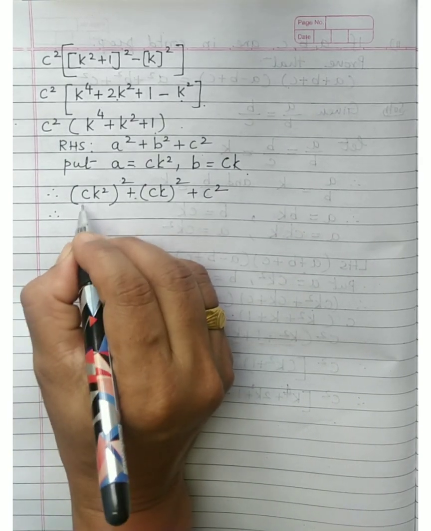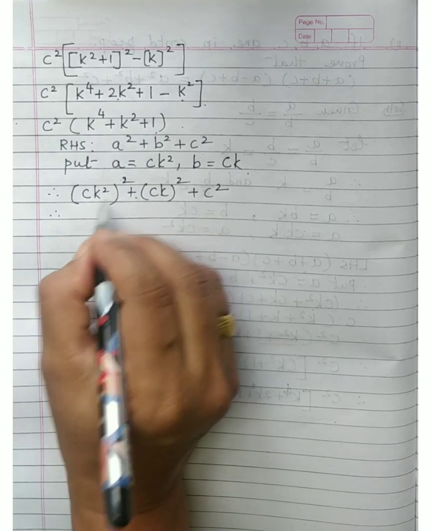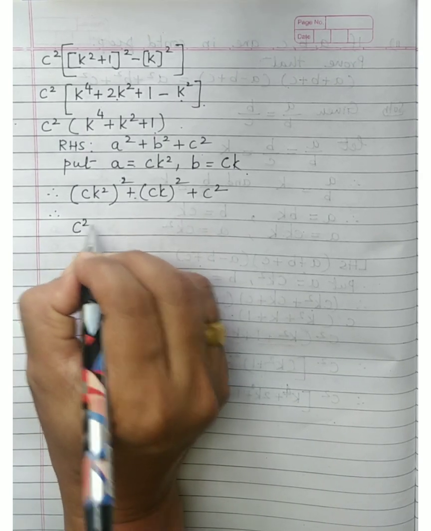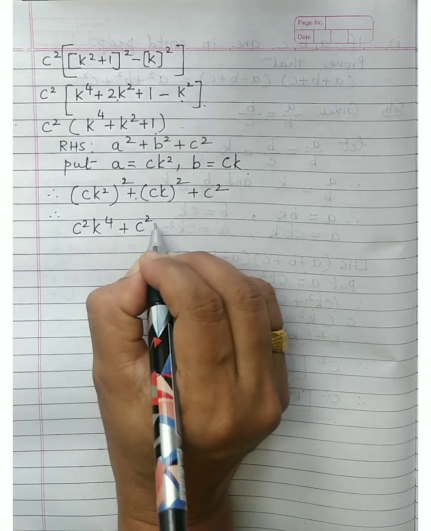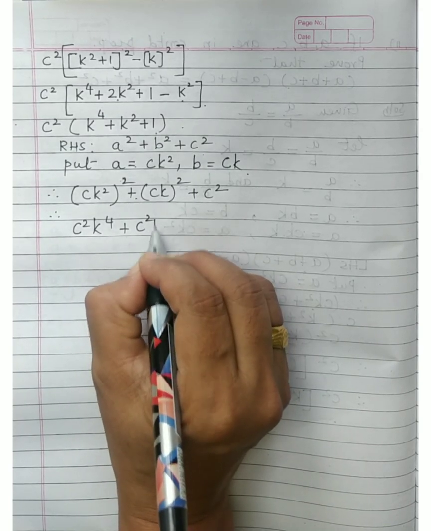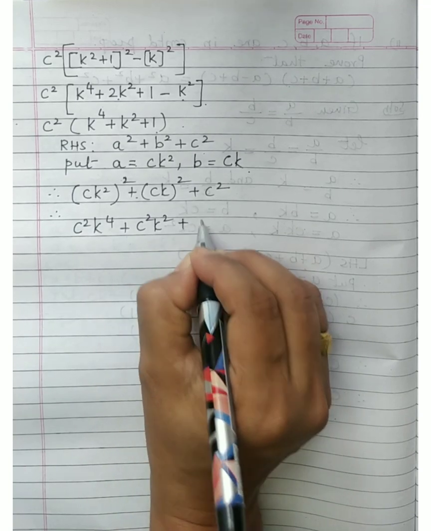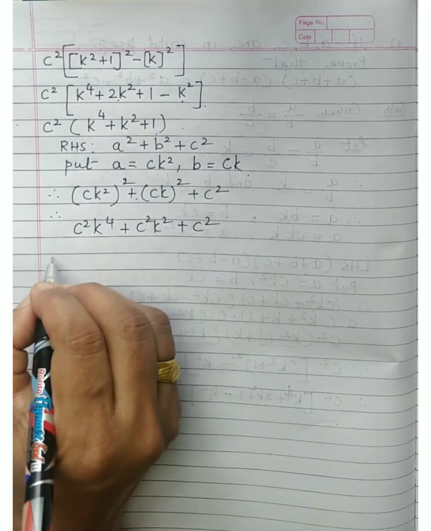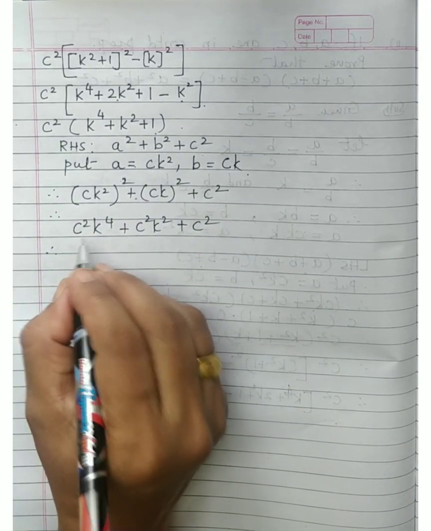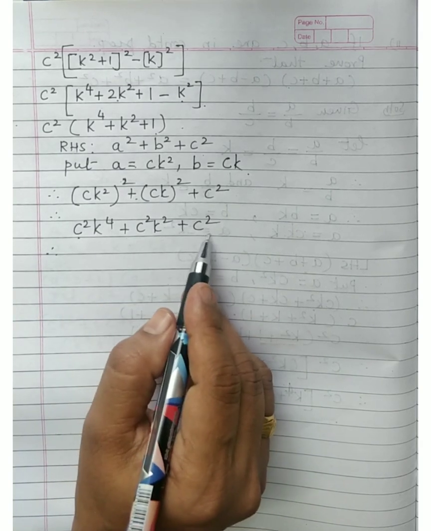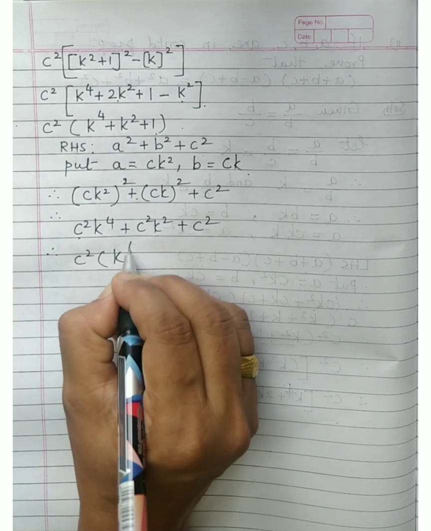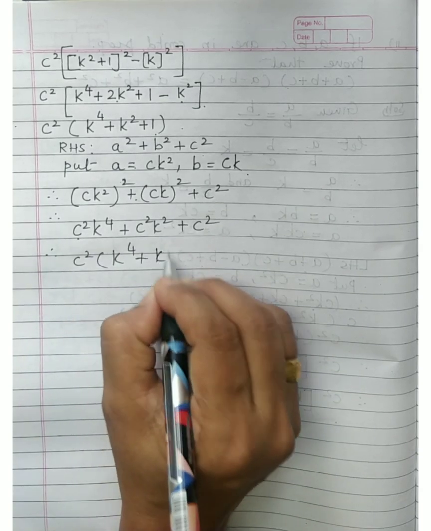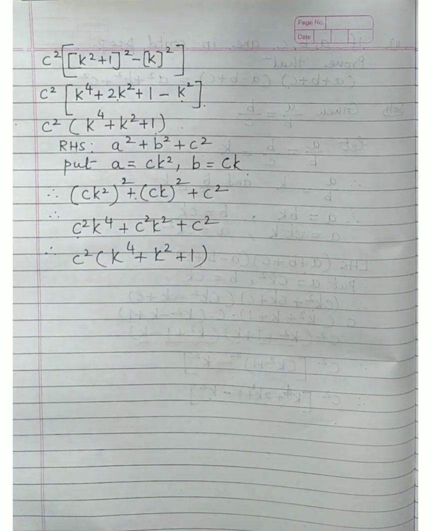This will be what? Squaring ck square, right? So what will it become? c square k raised to 4 plus c square k square plus c square. So what is common here now? c square only. Here no other terms, only c square you can take common. Take c square common. What is left? k to the 4 plus k square plus 1.